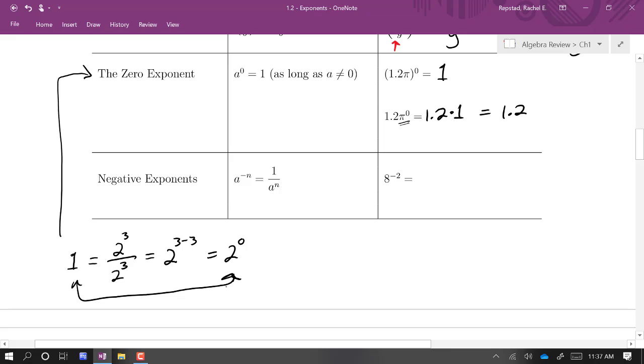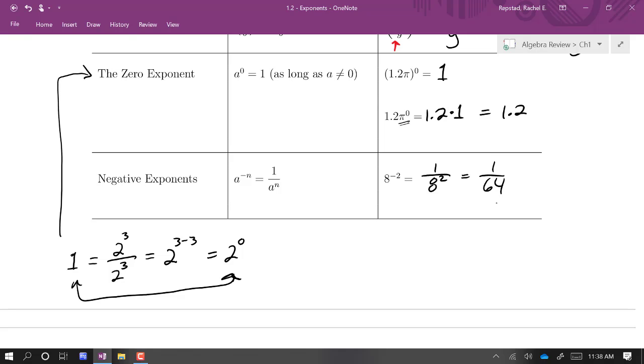And then last, working with negative exponents, a to the negative n is defined to be 1 divided by a to the n. So 8 to the negative 2 is 1 over 8 squared, or 1 over 64. A negative exponent does not make something negative, it just makes it small. And that's something that we really want to remember and keep in mind.